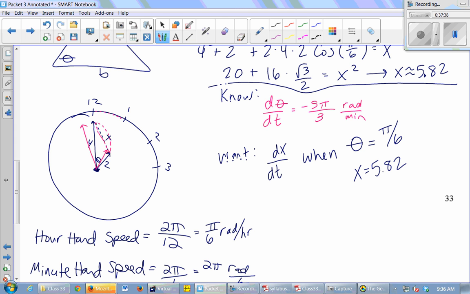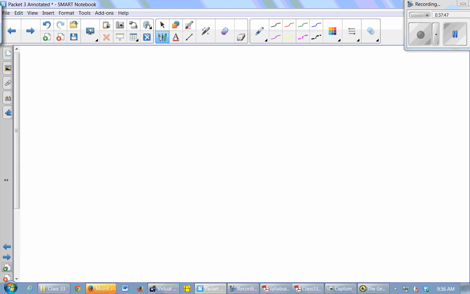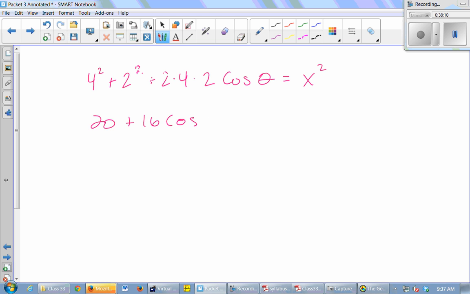All right, so now I use the law of cosines as my thing that relates theta and x. So it was 4 squared plus 2 squared plus 2 times 4 times 2 cosine theta equals x squared. Now, let's take that equation that relates x and theta and take d dt of both sides. So I'm going to get negative 16 sine theta times d theta dt equals 2x times dx dt, and plug in the stuff we know.